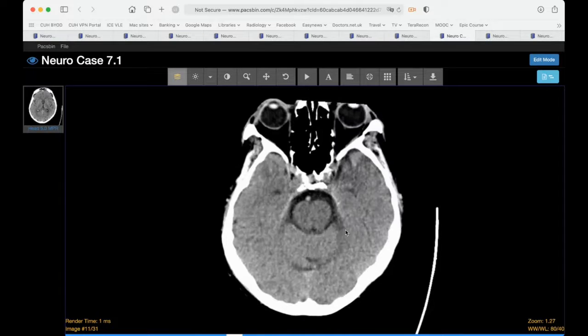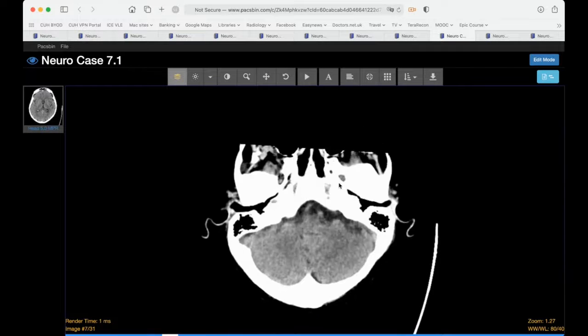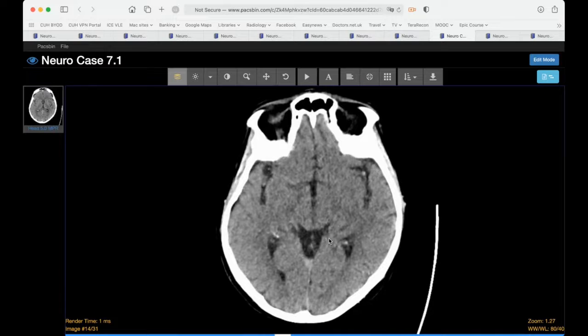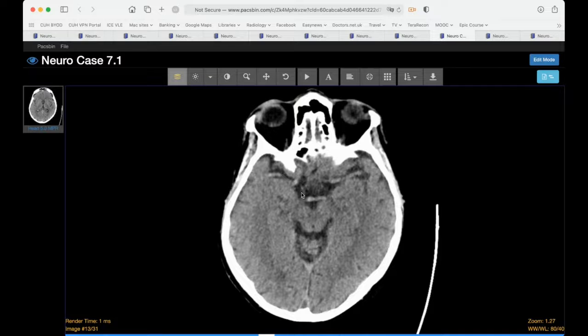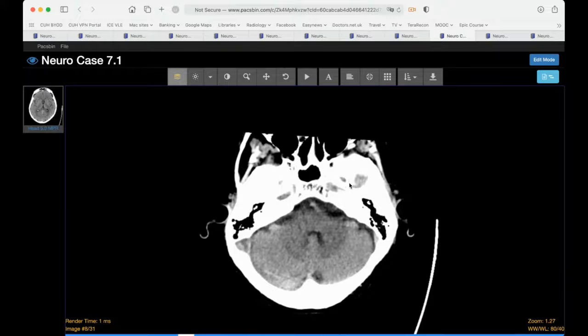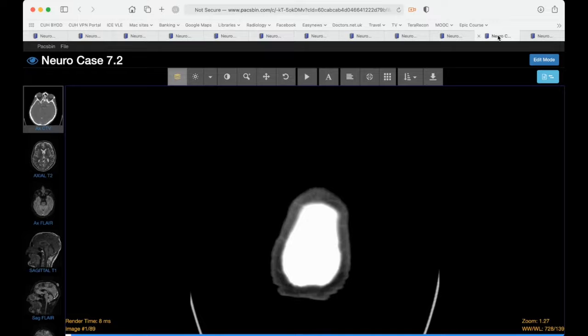But as we come down to the posterior fossa, notice this unusual density again in the right transverse sinus. You may also have seen this apparent basilar hyperdensity. It's a bit more difficult. These are always a bit tricky, and that might need a CTA to confirm. There is a bit of hyperdensity in the other vessels as well, but I would mainly be concerned about this right transverse sinus. I've got a few votes for venous sinus thrombosis. So head over to case 7.2 now.